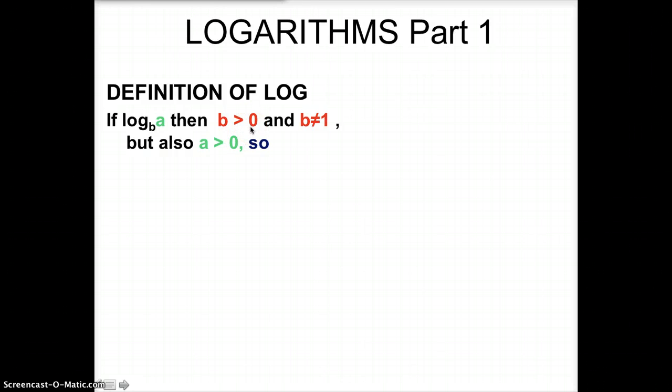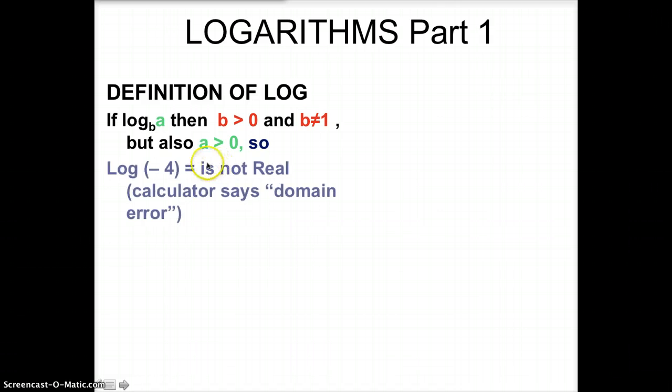The b has to be a positive number. It can't be a negative number, and it cannot be 0. And one more thing, it cannot be a 1. A has to be greater than 0. And so if we have a log base 10 of -4, we would say that that does not have a real solution. Our calculator would indicate that by saying domain error, or on some scientifics just says error.